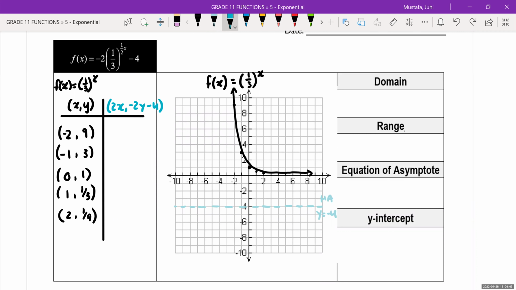All right, we're going to do all the math. So 2x, this is going to be -4. This is going to be -2. This will be a 0, 2, and 4. -2 times 9 is -18, minus 4 is -22. So this will be way off the graph, but it is a point. -2 times 3 is -6, minus 4 is -10. We can definitely draw that. -2 times 1 is -2, minus 4 is -6.